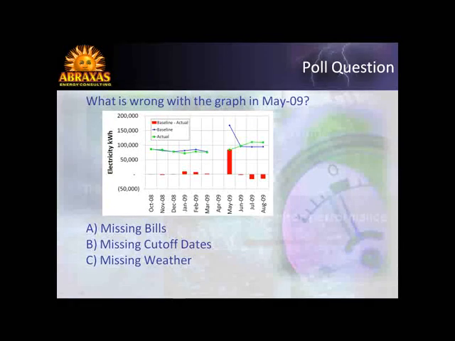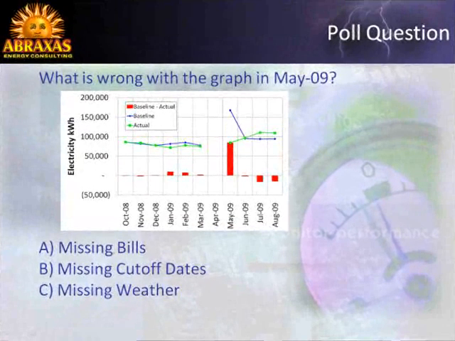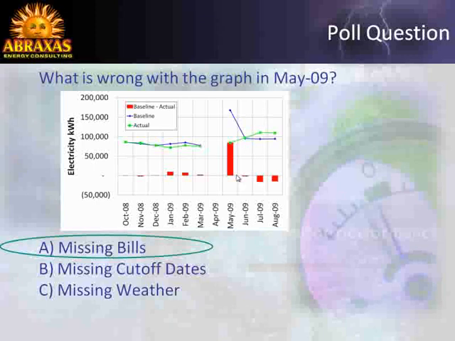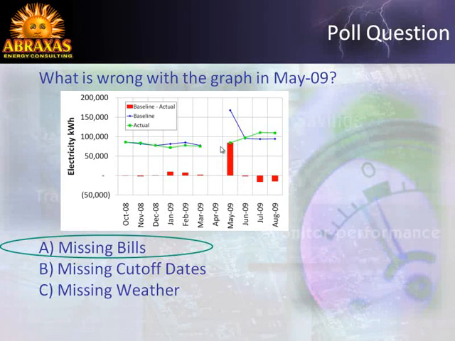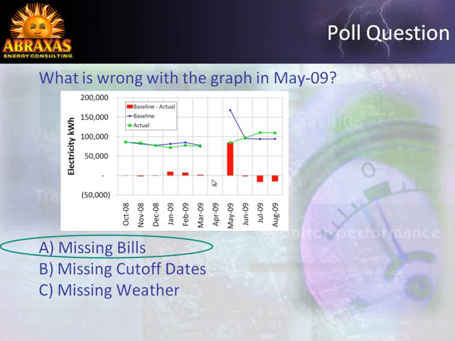But for the rest of you, now that you have an answer, the answer is, drum roll, A, missing bills. And the reason that's the answer is because if we look at this May bill, the baseline is way above the actual that we have. And because of that, it means that we have an inflated baseline due to a missing bill. It could also be an erroneous bill and a missing cutoff dates, but the most likely answer here is missing bills.